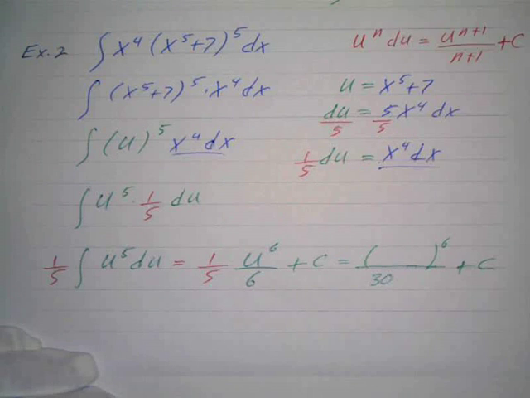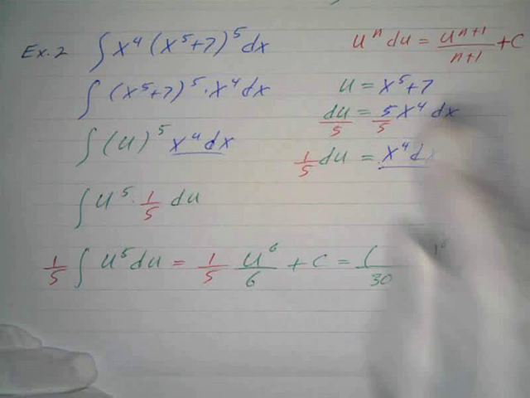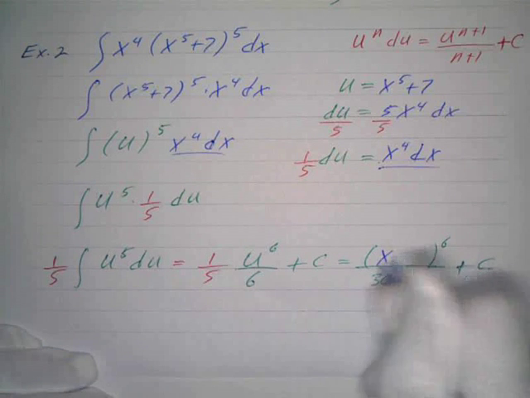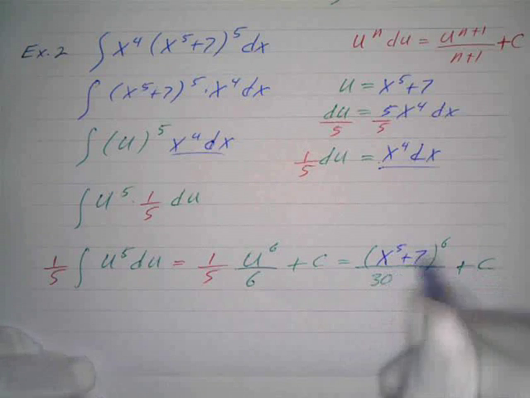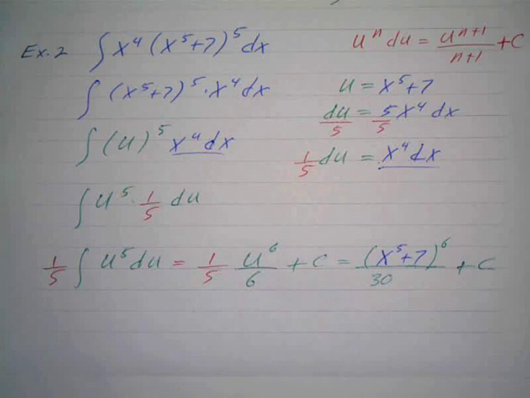plus c. But what's my u? Well, I go back up here and look at my U-substitution. I know it's x to the fifth plus 7. And that's all there is to it. If you follow all these steps, write everything down, very easy.